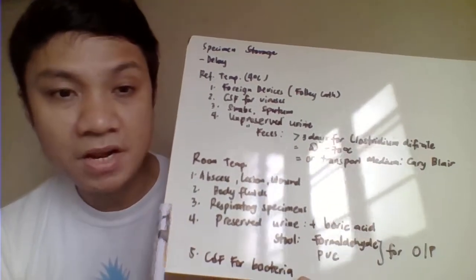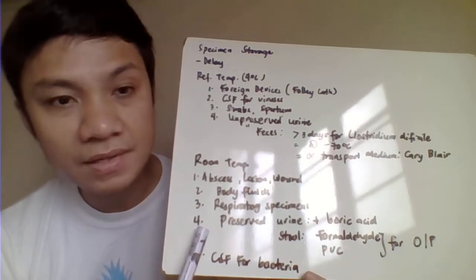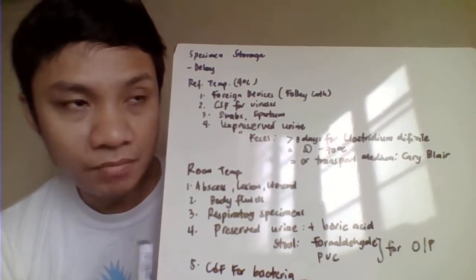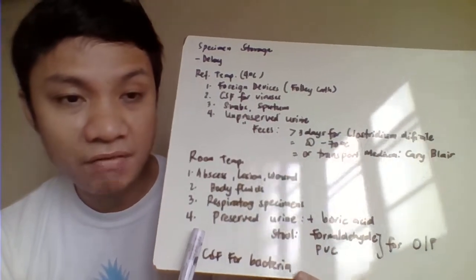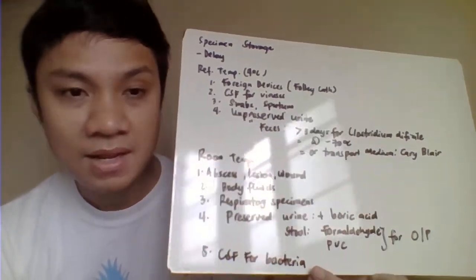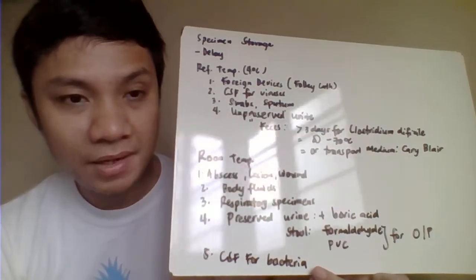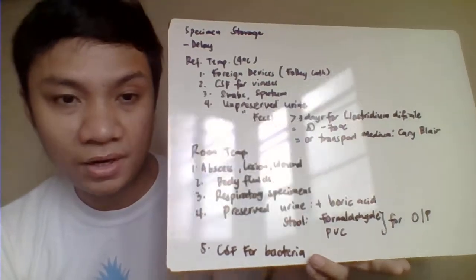Urine can be preserved by the addition of boric acid. In the case of your fecal sample, you can preserve it too. But the fecal sample with preservative is for identification of ova and parasites. That's for your parasitology, not for your culture. Okay, so you can add formalin for that. You can also add polyvinyl alcohol.